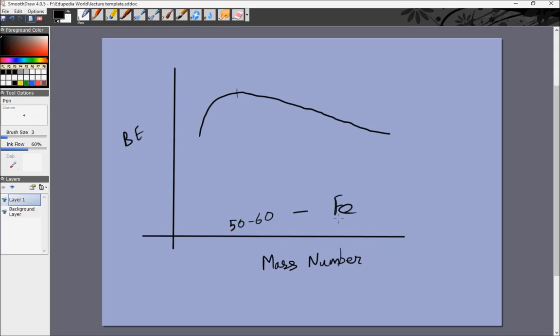Right. Iron has the least binding energy per nucleon of any elements. That's why the iron nucleus is considered to be the most stable nucleus. That doesn't mean it has a binding energy lower than hydrogen. It has a binding energy way greater than hydrogen, but it has a binding energy less than 56 times that of hydrogen.